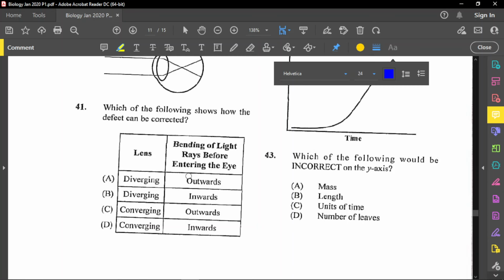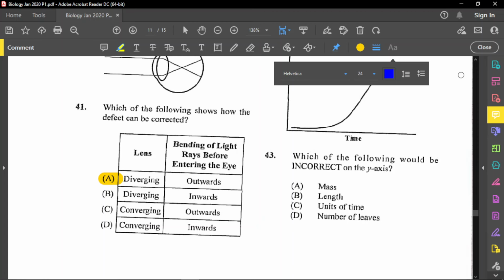But what's going to be important here now is the bending of light rays before it enter the eye. Before it enter the eye, a diverging lens diverge rays, which means they spread out, right? And then now the lens of the eye will converge them back again because that's a convex lens. All right, so just to understand that. So A has to be your answer because a diverging lens diverts, which means spread out the light rays before you reach the eye. Then the lens in the eye now converge them back so they could go onto the retina where the image will be formed. All right, so 41 is A.